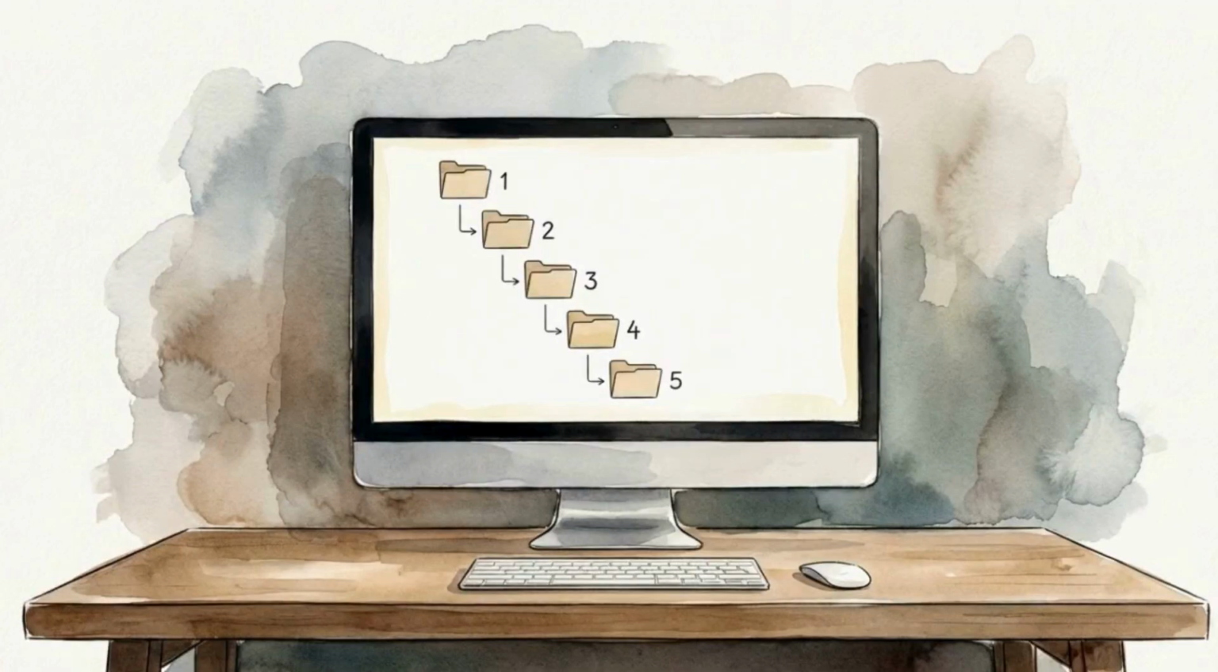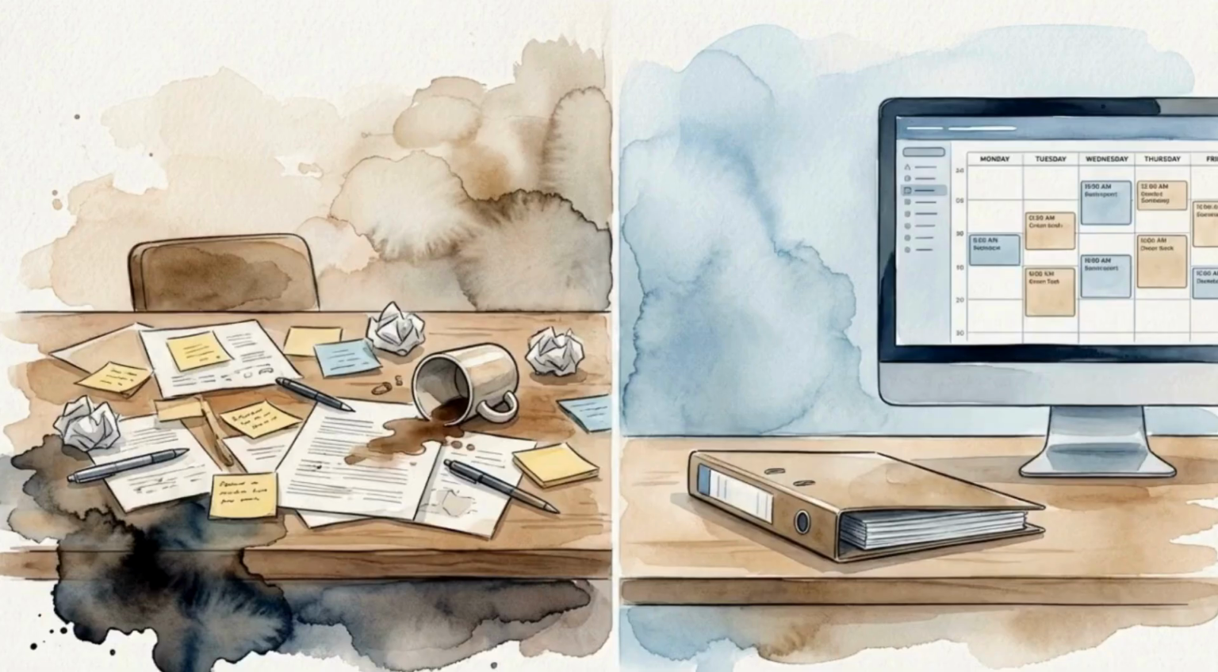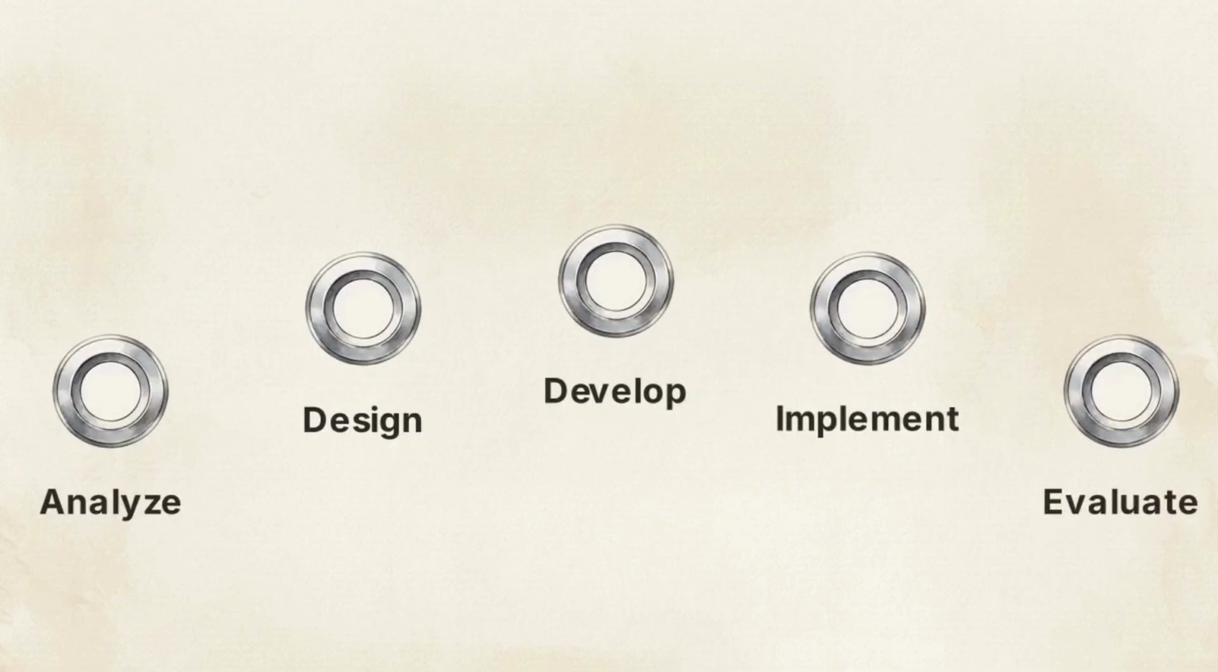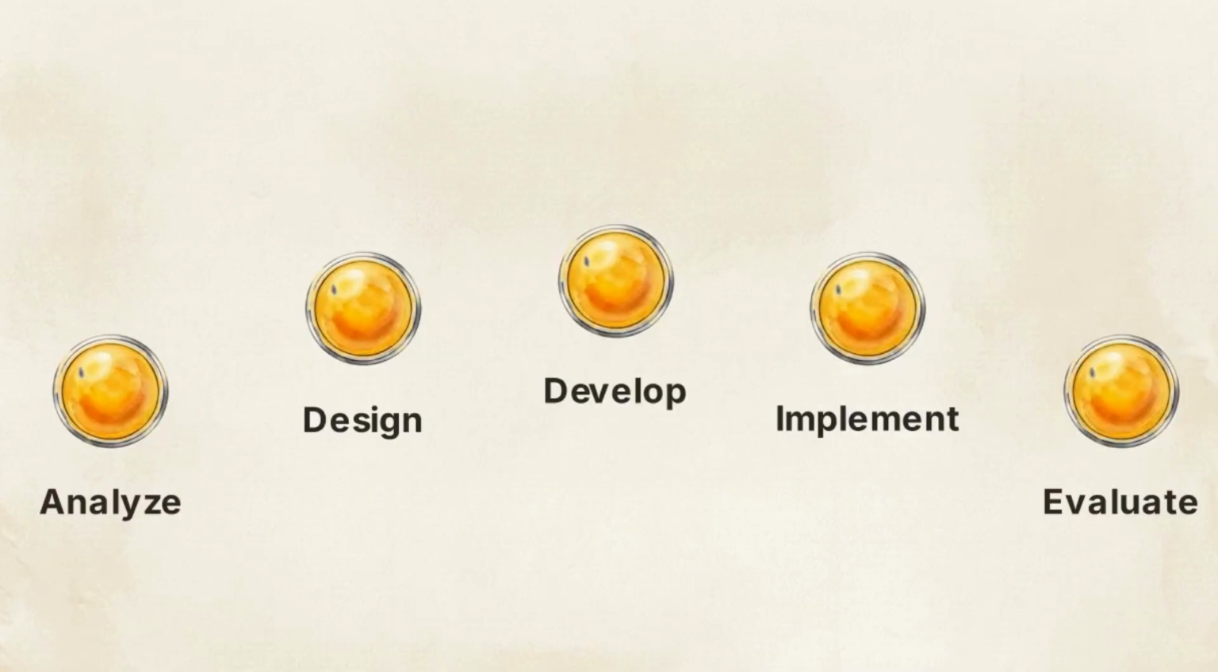The ADDIE model provides the answer. It's a step-by-step way to design courses that are built on a logic-driven path rather than guesswork. Moving from a guessing game to this formal framework prevents the mid-course confusion that occurs when a project lacks a defined starting point. The model is broken down into 5 clear steps: analyze, design, develop, implement, and evaluate.